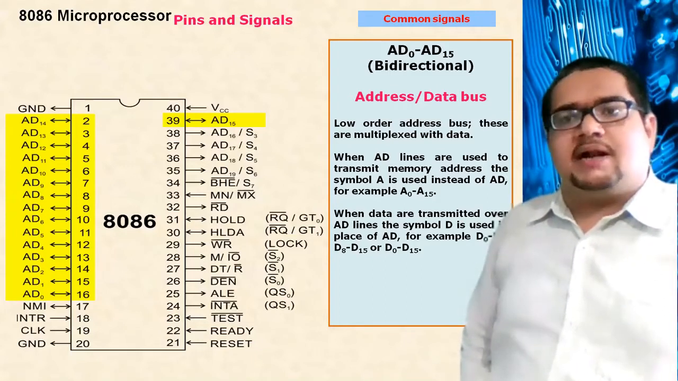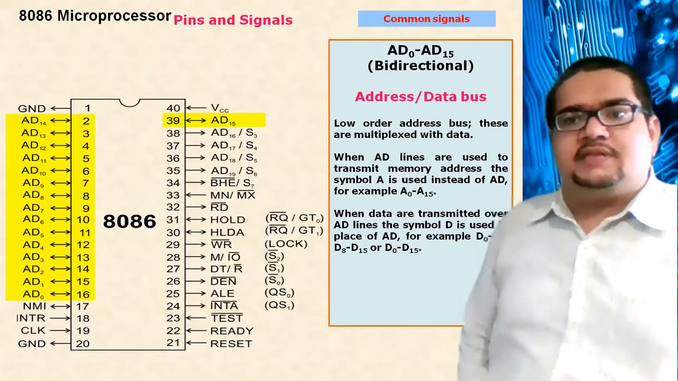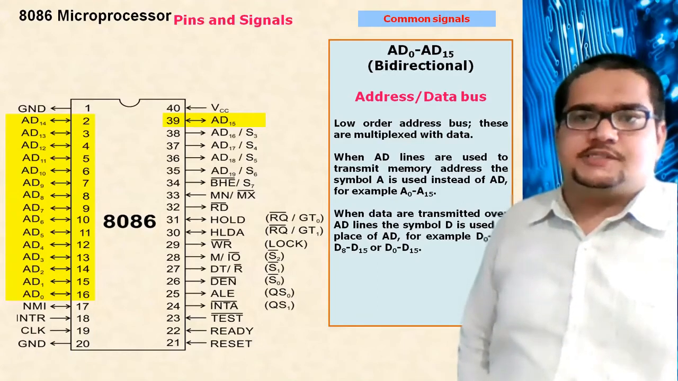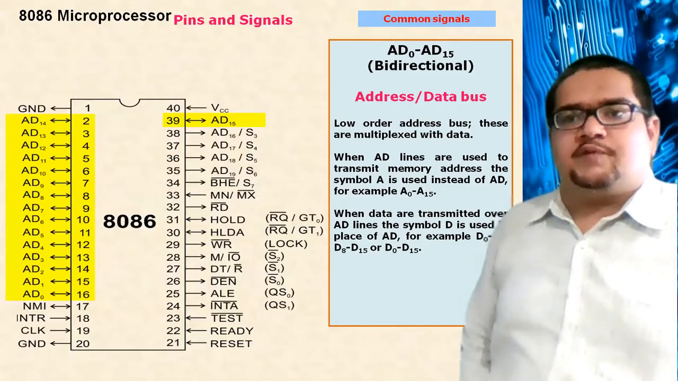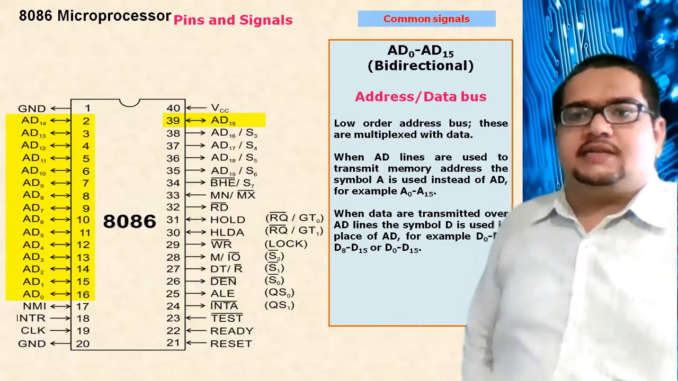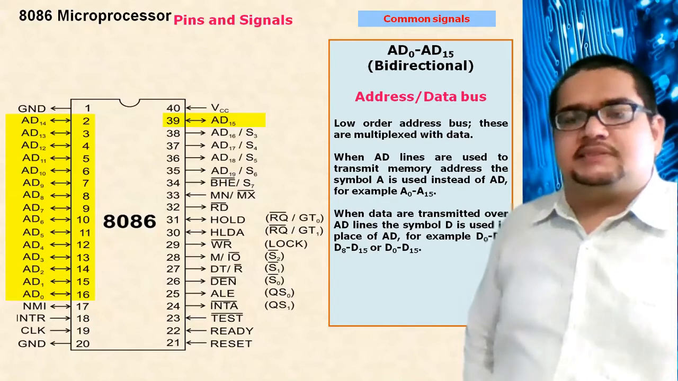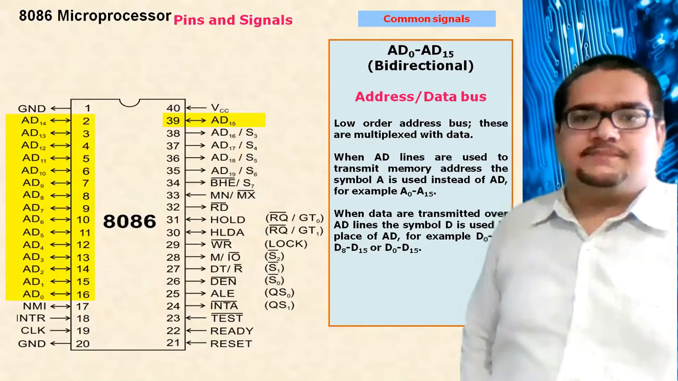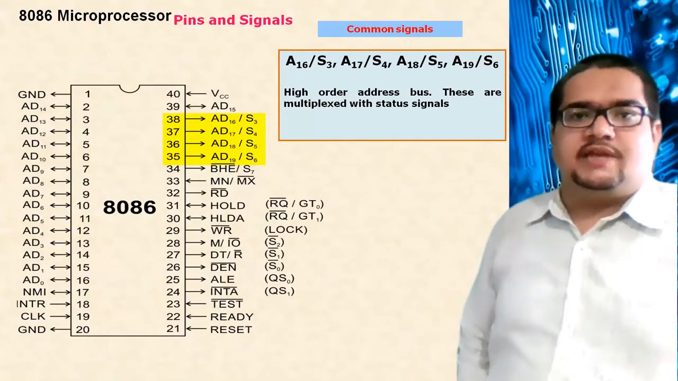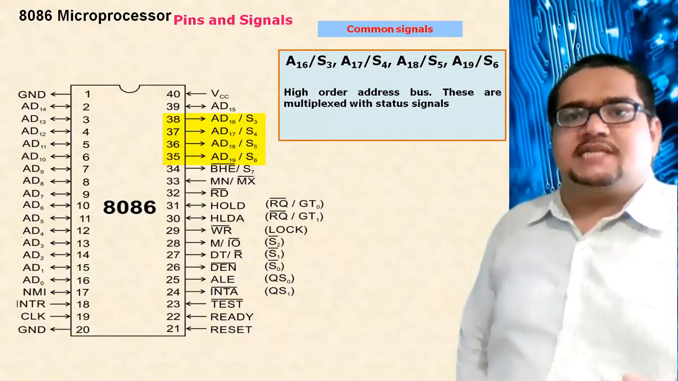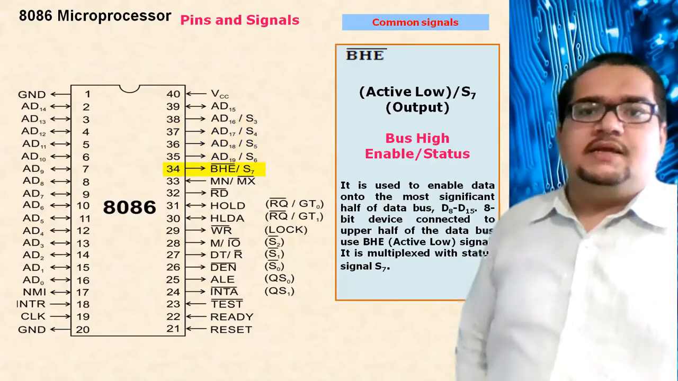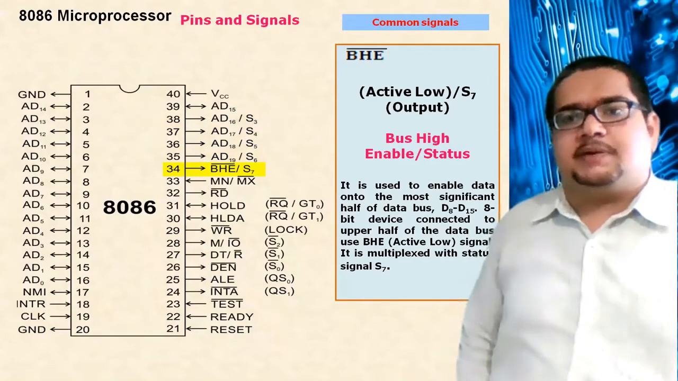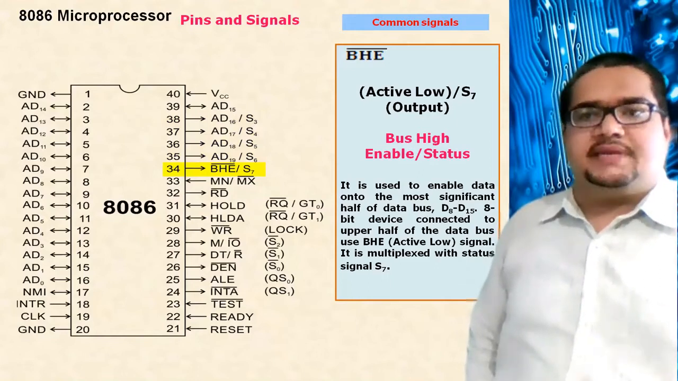Now, the AD lines are bidirectional lines and they are time multiplexed between the address bus and data bus operations. The upper 4 bits of address lines, A16, 17, 18 and 19, are also time multiplexed, but with the status lines S3, 4, 5 and 6. Status line S7 is time multiplexed with pin number 34, BHE bar.